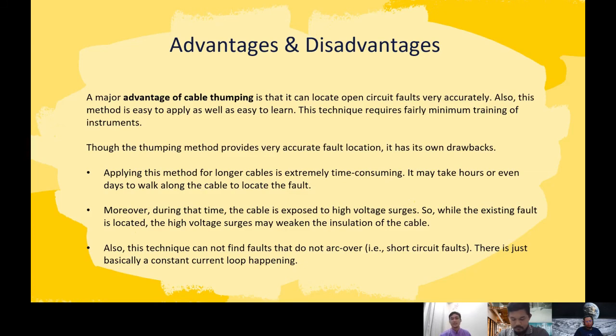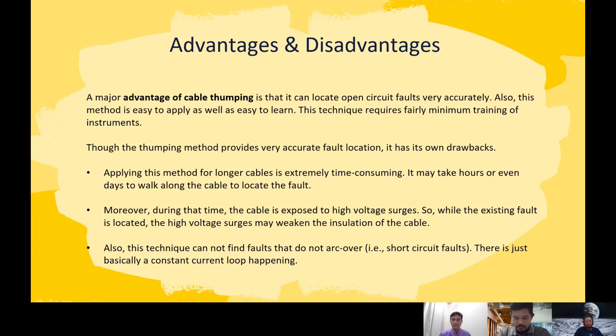So for its disadvantages, firstly, applying this method for longer cables is extremely time consuming. It may take hours or even days to walk along the cable to locate the fault. Moreover, during that time, the cable is exposed to high voltage surge. Where the existing fault is located, the high voltage surge may weaken the insulation of the cable.